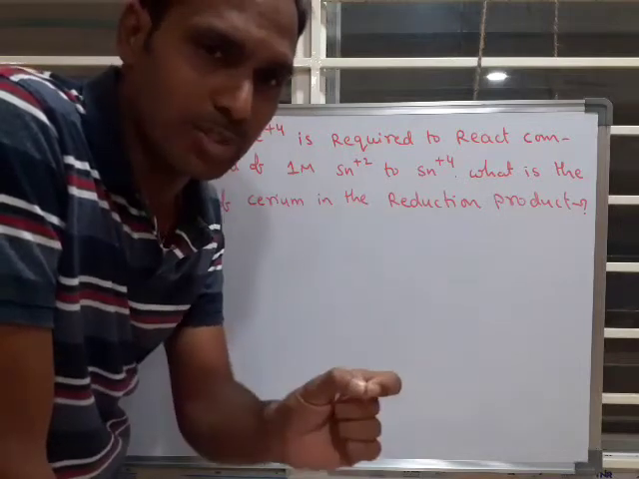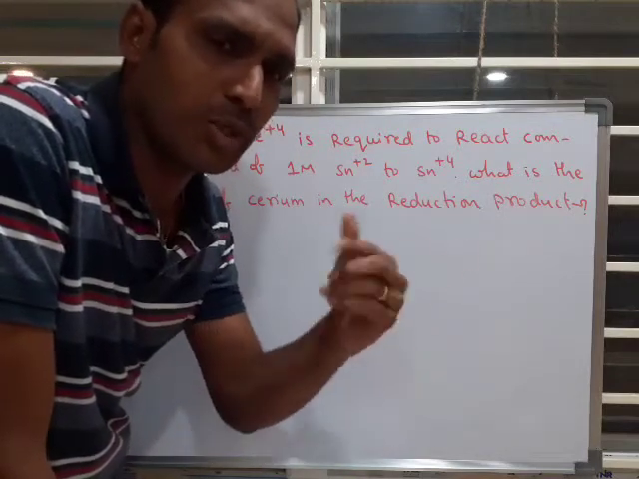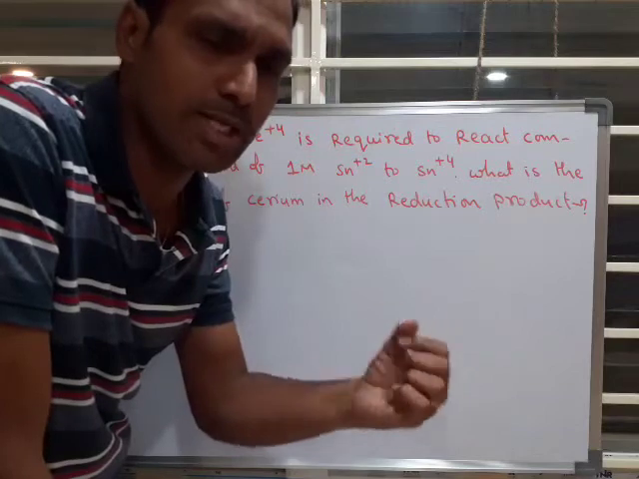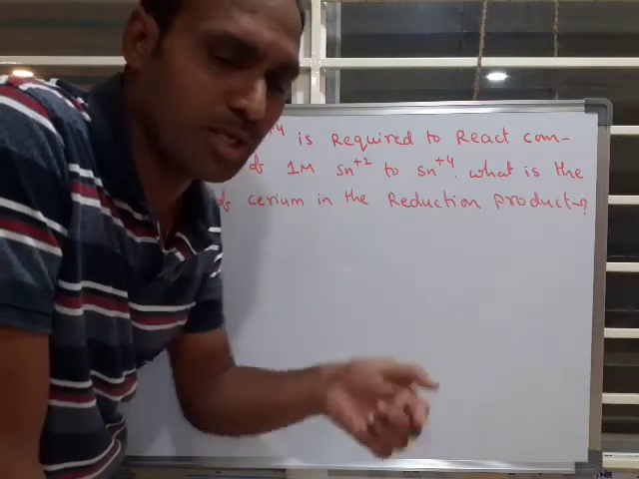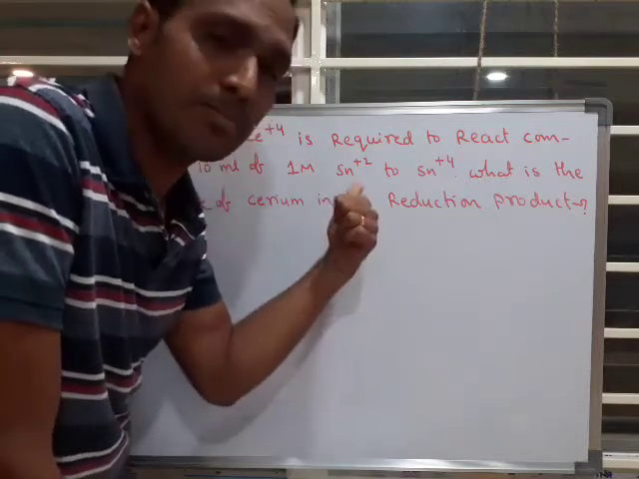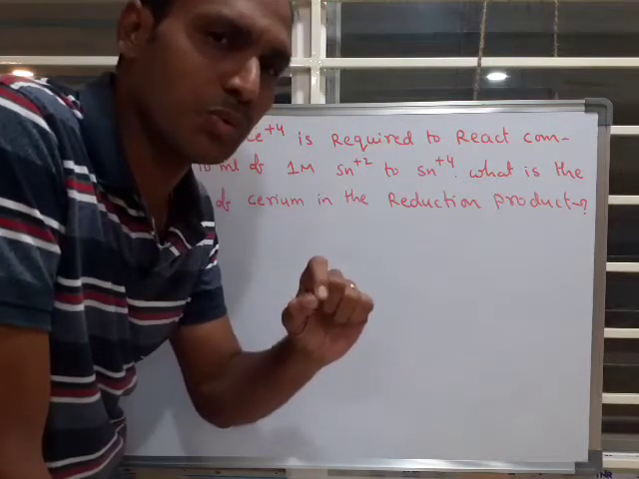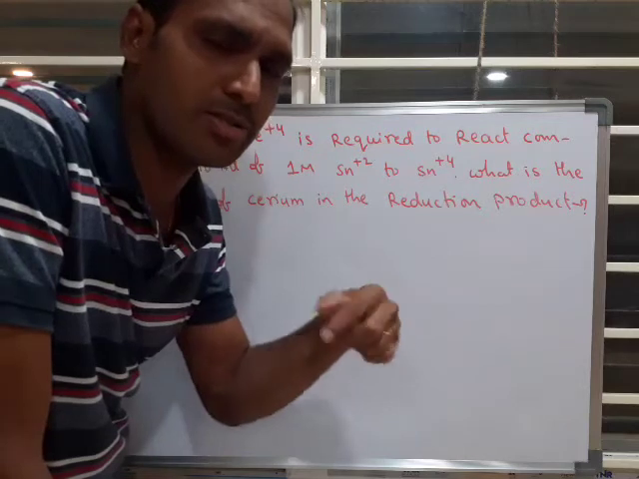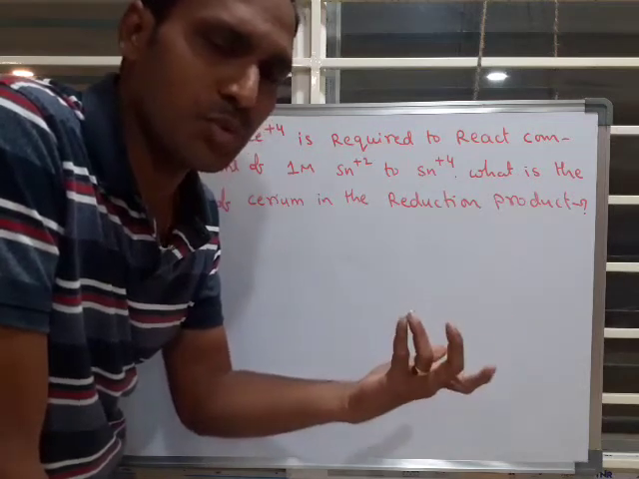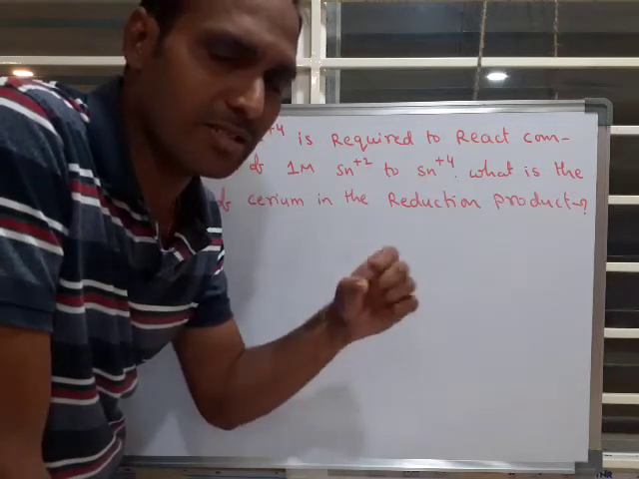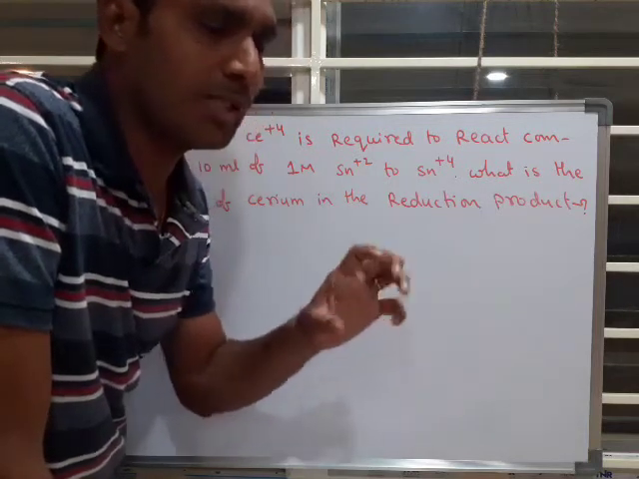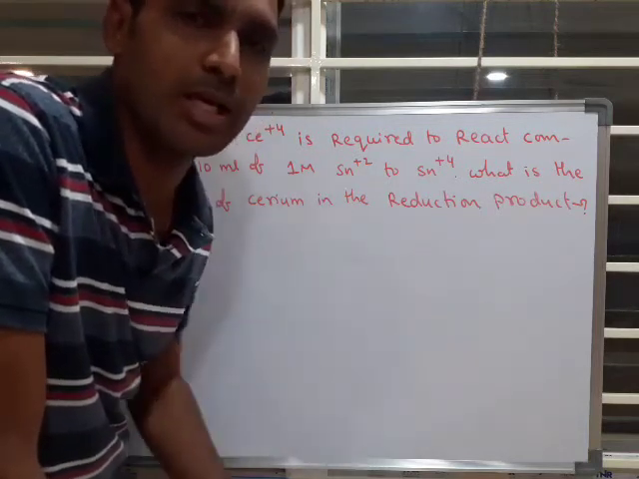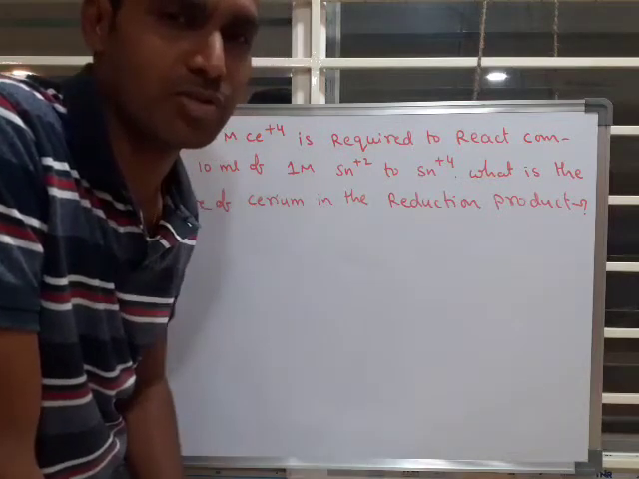So cerium+4 is reduced, and we have to find out the charge after reduction. Sn+2 itself is oxidized to Sn+4, so it works as a reducing agent. So for the cerium+4, we have to find out the state it is reduced to.